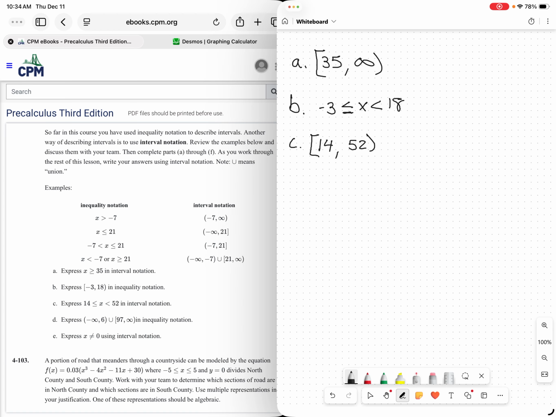Express -infinity to 6 union 97 to infinity in inequality notation. So x is going to be less than 6, no equal to, or x is going to be greater than or equal to 97. And then, express x cannot equal 0 in interval notation. So x has to go from -infinity to 0, and then that's a union, right? Or 0 to infinity.